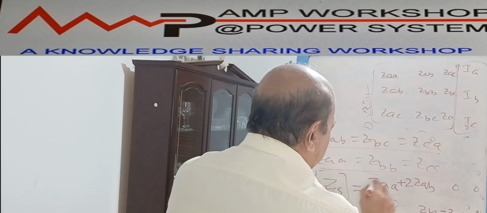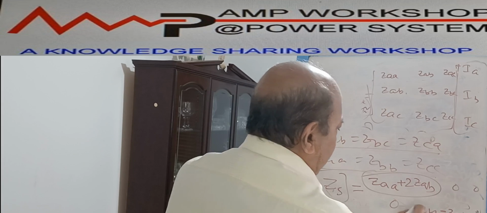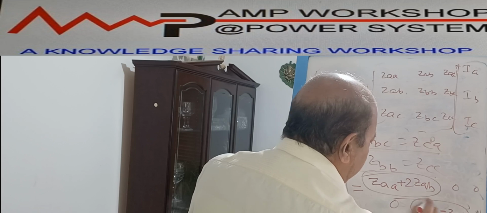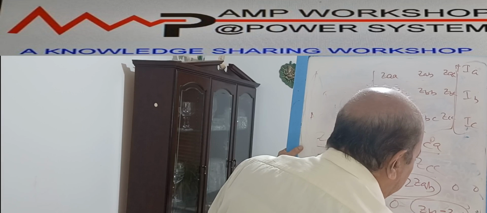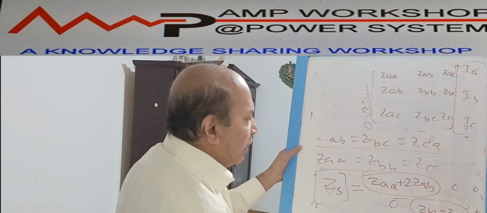So from here, this ZS will be how much? This will be the zero sequence impedance we have seen. This is your ZS. So this will be positive sequence impedance will be like this. This will be ZCC minus ZAB. And negative sequence impedance will be like this.